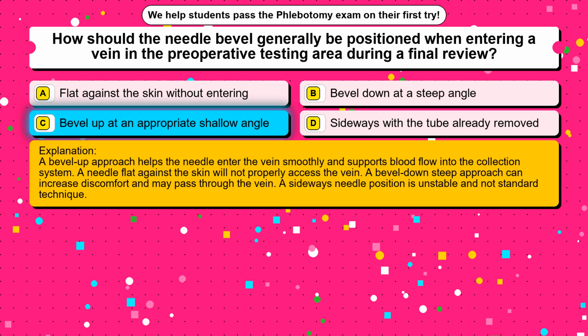A bevel up approach helps the needle enter the vein smoothly and supports blood flow into the collection system. A needle flat against the skin will not properly access the vein. A bevel down steep approach can increase discomfort and may pass through the vein. A sideways needle position is unstable and not standard technique.